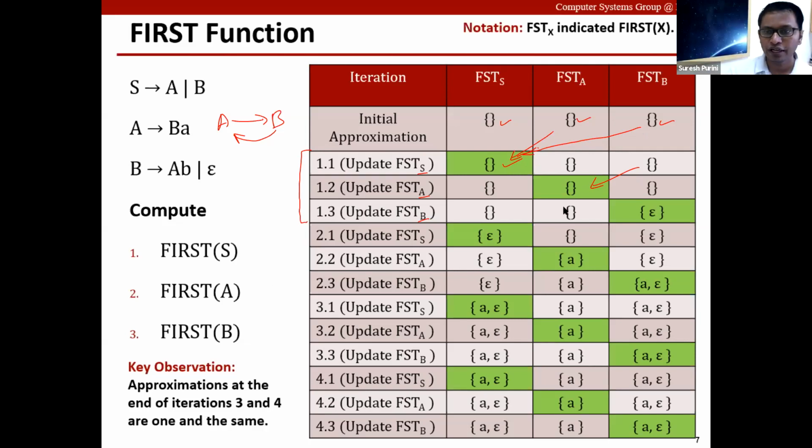And in step 1.3, there are 2 substitution rules. One substitution rule uses the first of A to be included in the first set of B. And the second substitution rule says that epsilon should be present in the first set of B. So from the first rule you don't get much information, but the second substitution rule, B goes to epsilon, tells us that epsilon should be included in the first set of B.